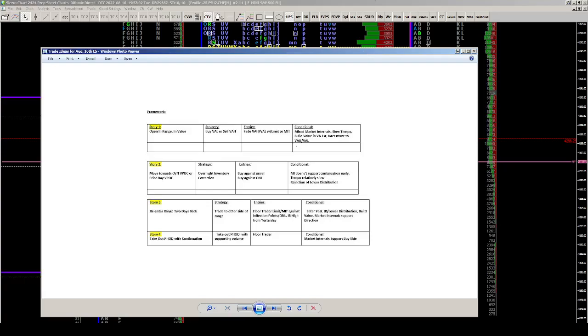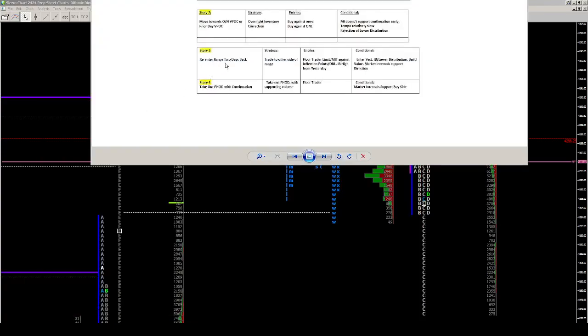One thing I had on here as a plan is that we re-entered the range 2 days back, so not just Monday, but Friday. The strategy would be to get short and trade to the other side of the range. There are some different ways to enter. What you wanted to see was that we entered yesterday's initial balance, and we did that in C period, or the lower distribution. We didn't quite get to the volume distribution, but we did get into the initial balance and the TPOs, build value, and the market internals would support that direction.